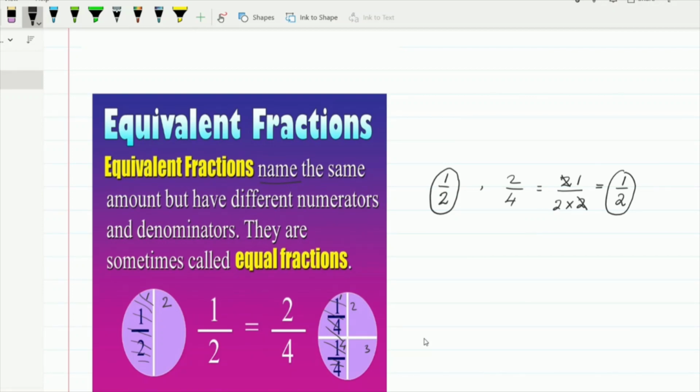Value of the fractions are what? Same. Value of the fractions are same. Now next one, equivalent fractions. How can we find it out?